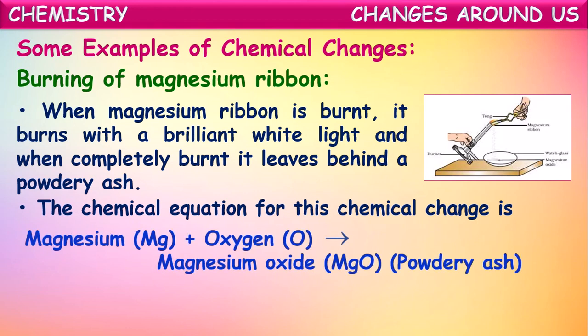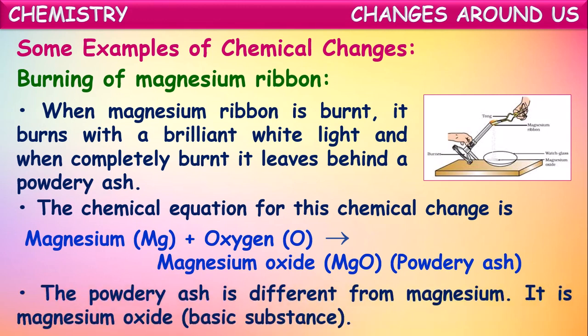Magnesium reacts with atmospheric oxygen and burns to form magnesium oxide, which is a new substance which has completely different properties than magnesium and oxygen. So the powdery ash is different from magnesium. It is called magnesium oxide. So the burning of magnesium ribbon is a chemical change because here a new substance is formed when magnesium is burnt.